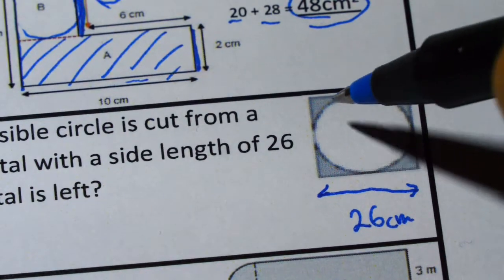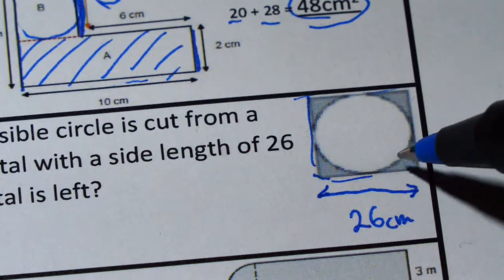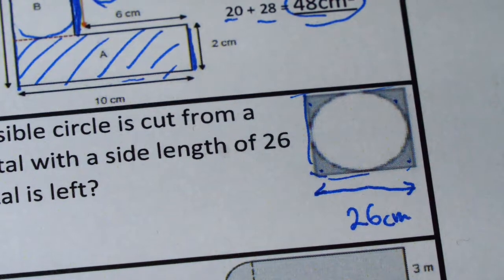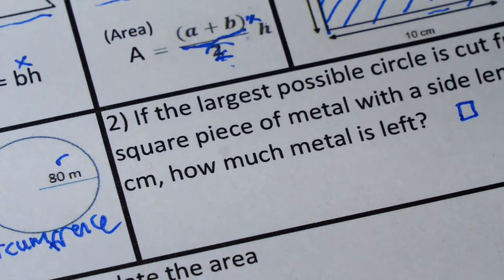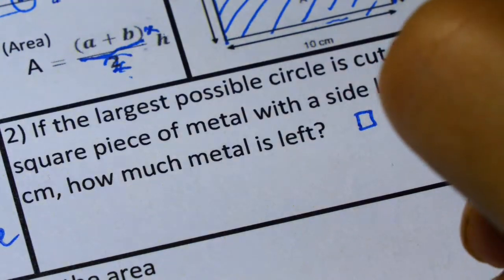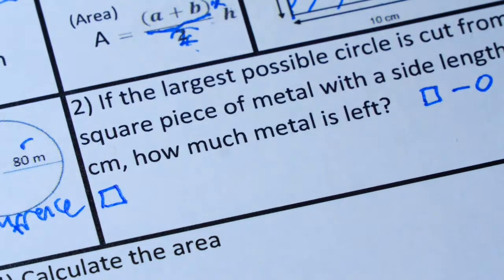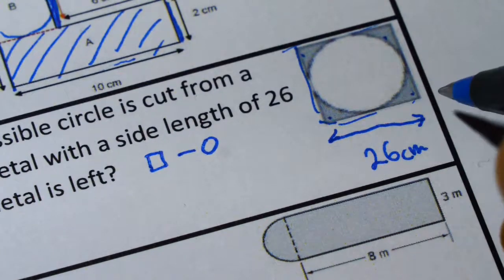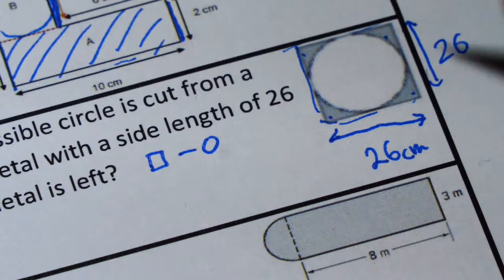So we need to find the area of this square and then minus the area of this circle to find how much is left. Okay, area of the square minus the area of the circle, because the circle is cut out. Okay, so let's find the area of the square. The area of the square, base times height, or length times width, 26 times 26, because this is a square.